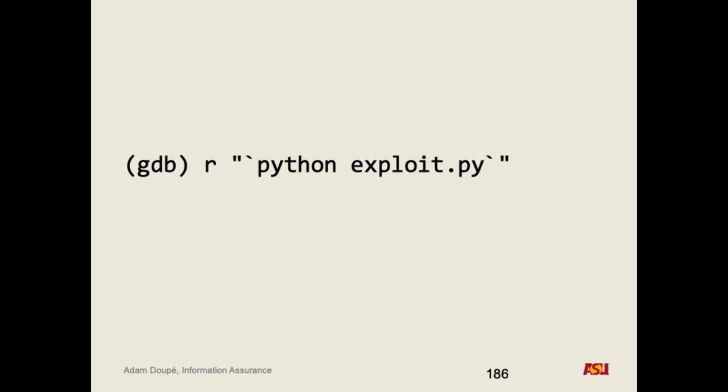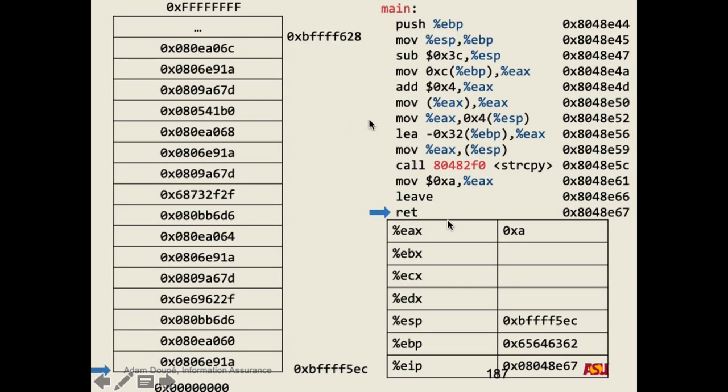So I can run this with my Python script. I can first set a breakpoint at 804.8e67, which is right before this return instruction. So I'll see the insanity of this stack, right? Because I've written over a bunch of bytes of the stack.